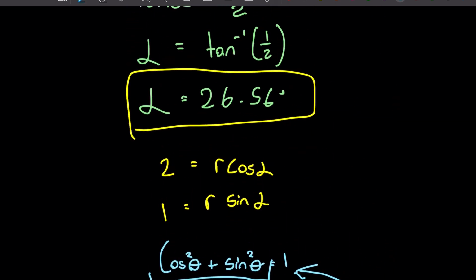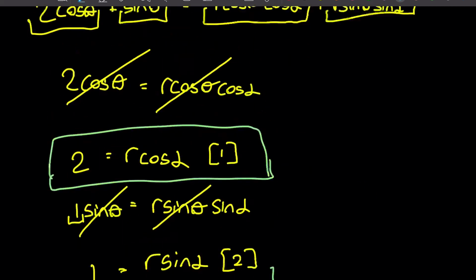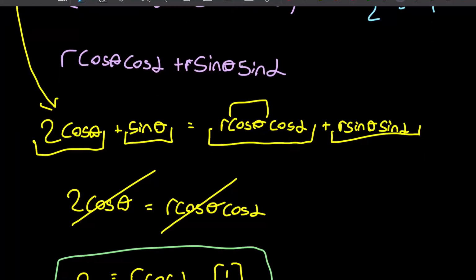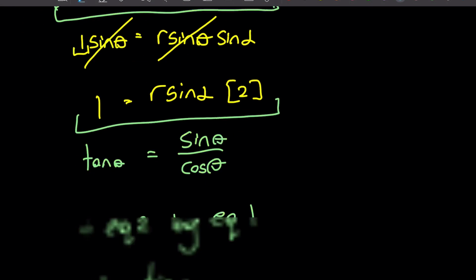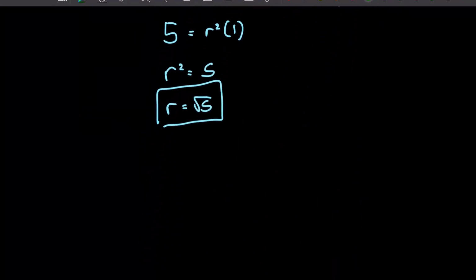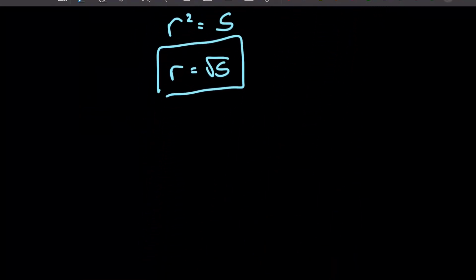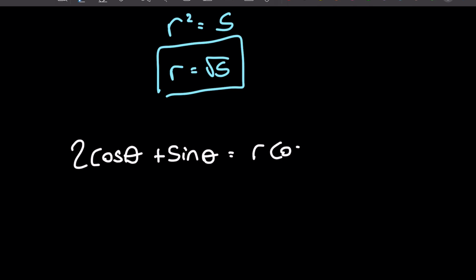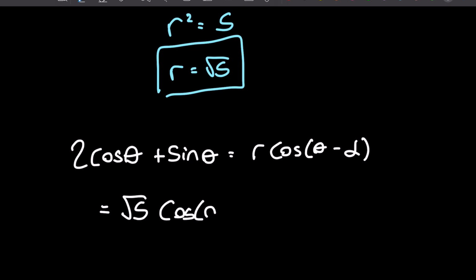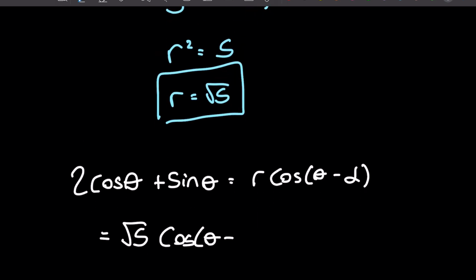So we can rewrite the equation now. So we wanted to rewrite 2 cos theta plus sine theta. So I'll just rewrite that down here. So we'll have 2 cos theta plus sine theta should be equal to r cos theta minus alpha. Now plugging in these values, we know it's going to be equal to r, which is root 5, times cos of theta minus alpha, which we found to be 26.56. And there we go, we have just expressed it in this form.